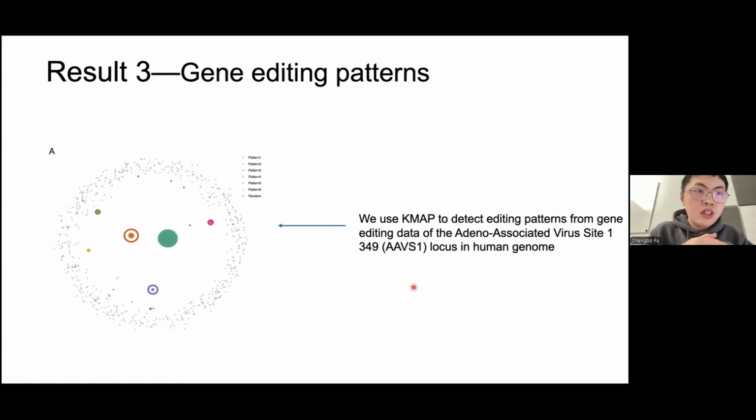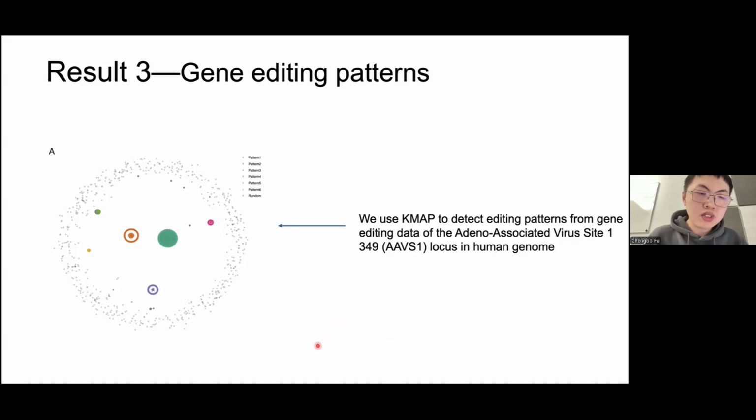And last, we use KMAP on gene editing data. The gene editing data is generated using CRISPR-Cas9 technology. In this method, the Cas9 is guided by RNA that contains the sequence marking the target DNA region. Once the target site is found, the Cas9 cuts both strands of the DNA, which creates a double-strand break. The cell's natural repair mechanism will then fix the break, and during this repair process, small insertions or deletions may occur. So that's the basis of the gene editing data.